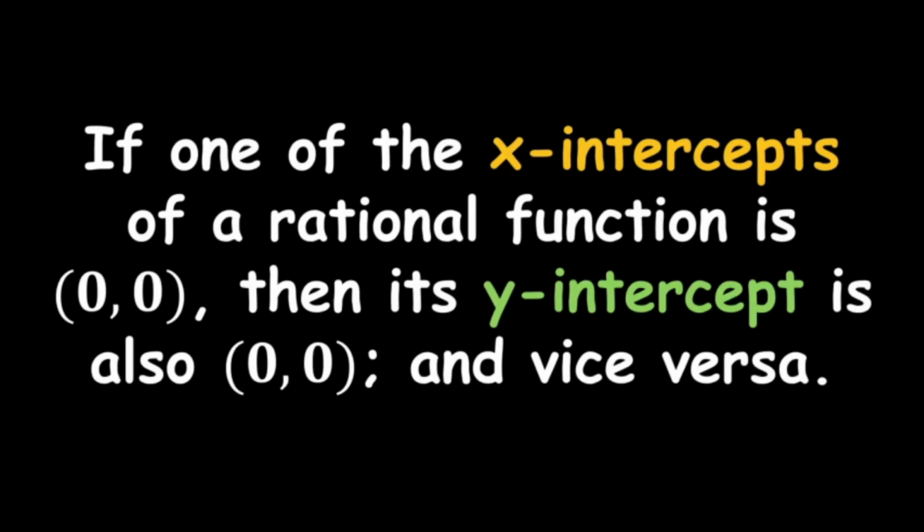Remember that if one of the x-intercepts of a rational function is 0, 0, then its y-intercept is also 0, 0.